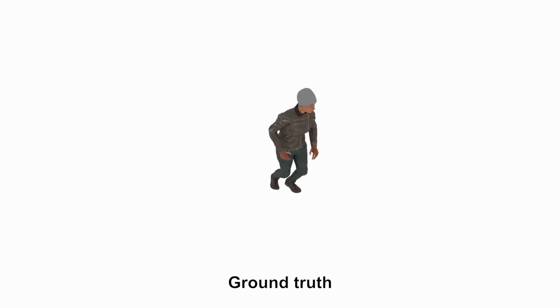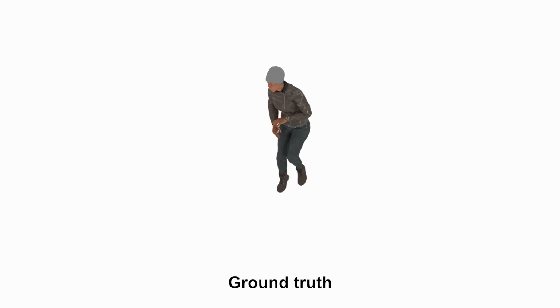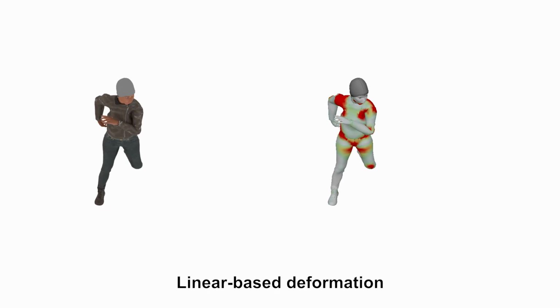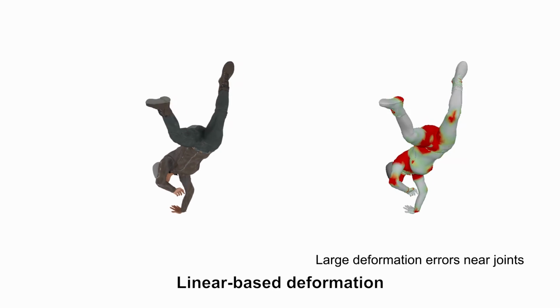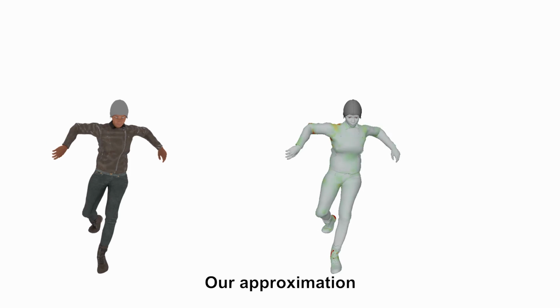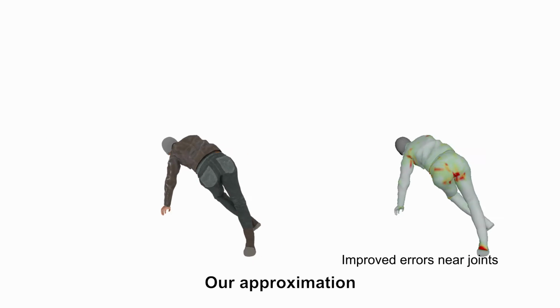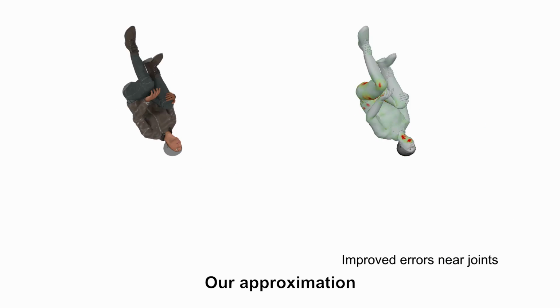Then, we also show the result of a character performing the complicated dancing motion. For the linear-based deformation, large deformation errors can be seen near joints due to the initial uncorrected skinning weights. We correct the errors by predicting nonlinear offsets. The generated effects can meet the production needs.